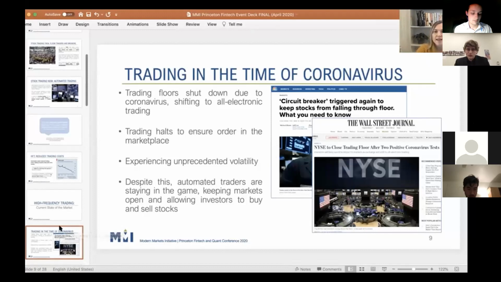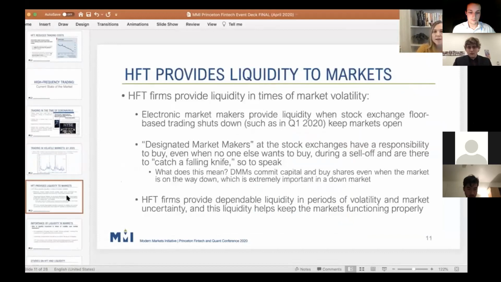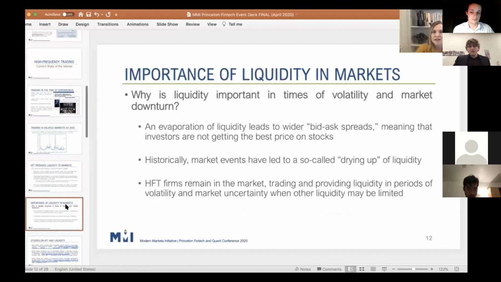And as we look at some of the volatility that has happened over this year, you'll see that there were tremendous spikes in volatility that were comparable or higher to volatility in 9/11, '08, the Great Financial Crisis, or Brexit. One of the messages MMI has had to Treasury and the Federal Reserve is that automated trading, high frequency trading, has had a tremendous benefit in providing liquidity to the markets. That liquidity has been especially vital in times of market volatility. As volatility goes up, the demand for liquidity increases as well. The last thing you want is a drying up of liquidity and wider bid-ask spreads. So what we saw was the automated traders stayed in the markets.